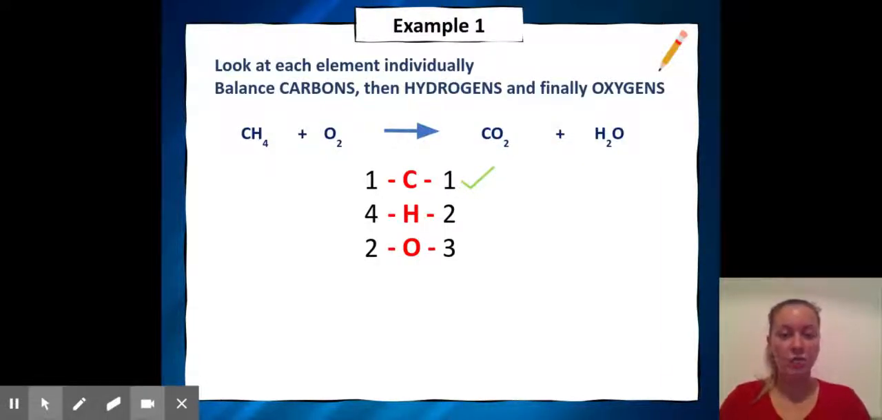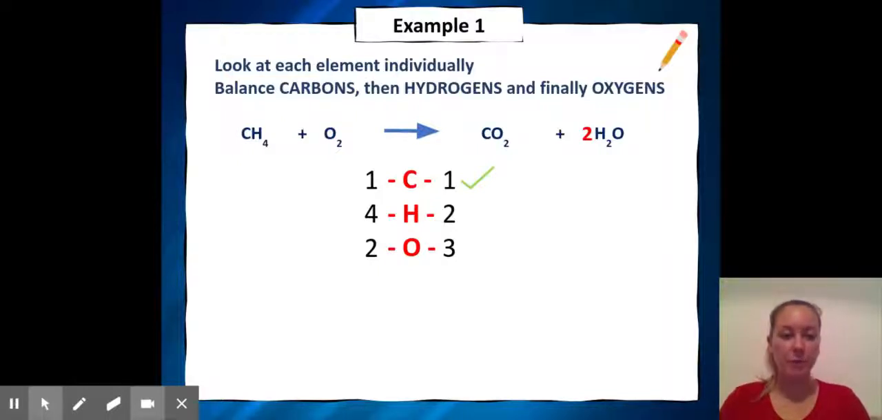So to get from 2 to 4, we have to multiply by 2. Now, we can't change the formula of water. We can't say, all right, we'll just make it H4O, because that doesn't exist. Hydrogen can't make 4 bonds with oxygen. H2O is what the compound looks like. We can only multiply the whole compound. We can't change its formula.